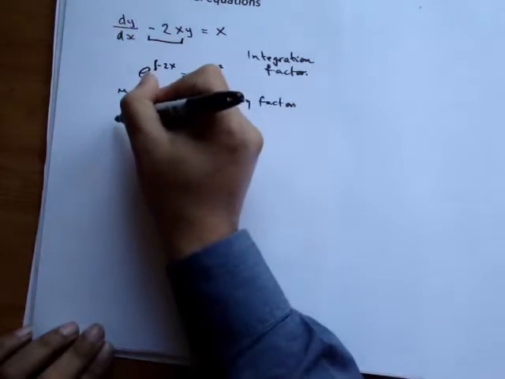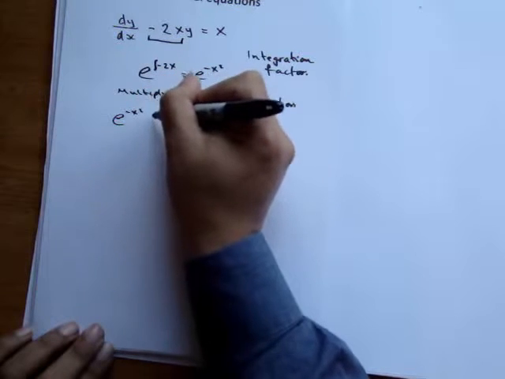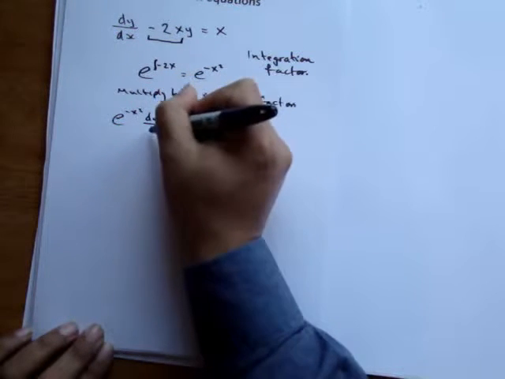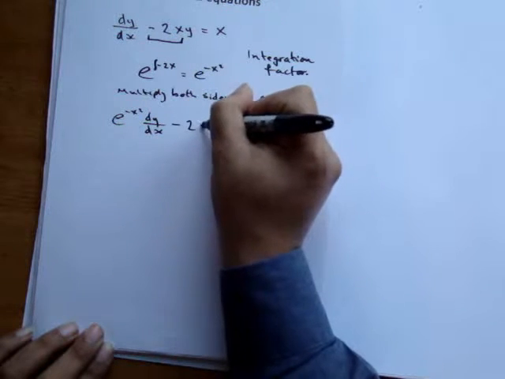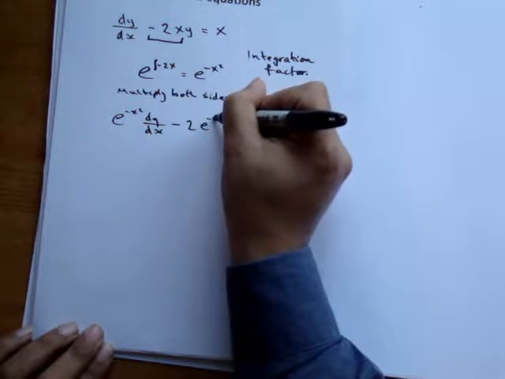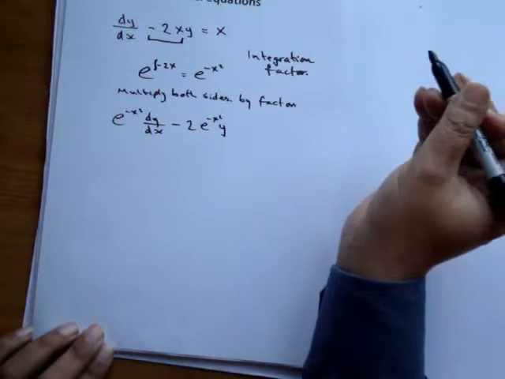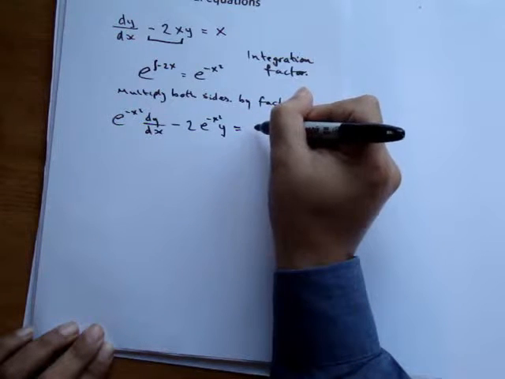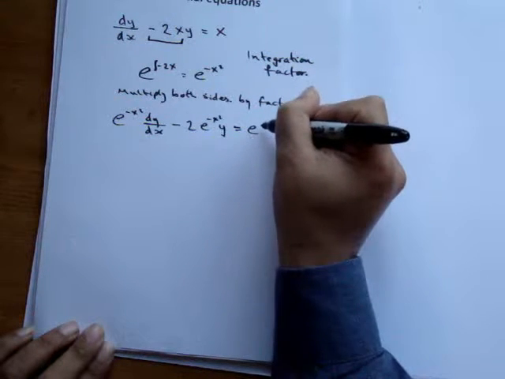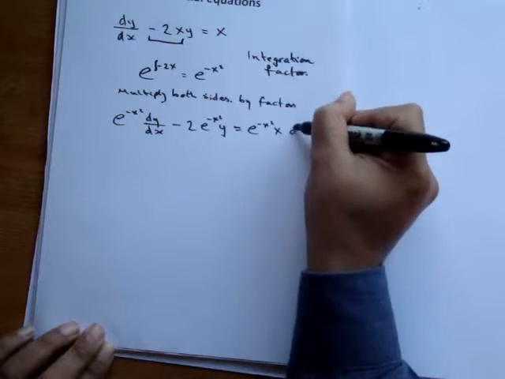So we get e to the minus x squared dy/dx minus 2e to the minus x squared y equals e to the minus x squared x dx.